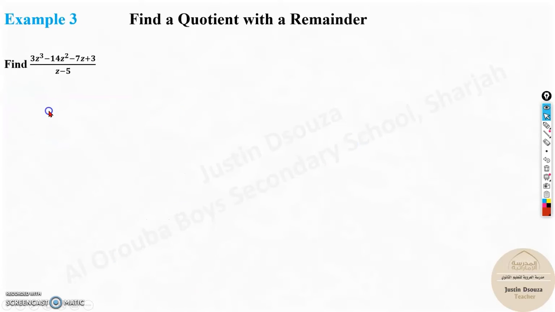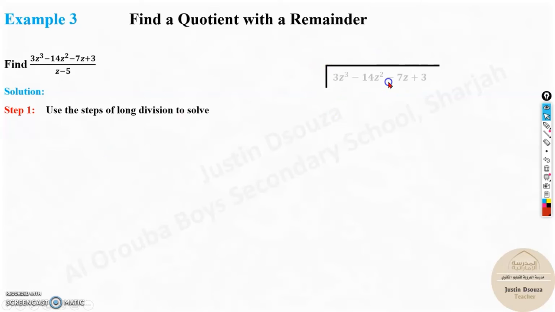Let us try solving this one over here. This is having a remainder. Let's see how it is. Same way, do the symbol over here, draw the lines and write the dividend inside and the divisor outside. Now look carefully. How do we get the first quotient? It's 3x cubed divided by z. This cancels out. It's 3 minus 1. It'll be 2 over here. So it'll be 3x squared.